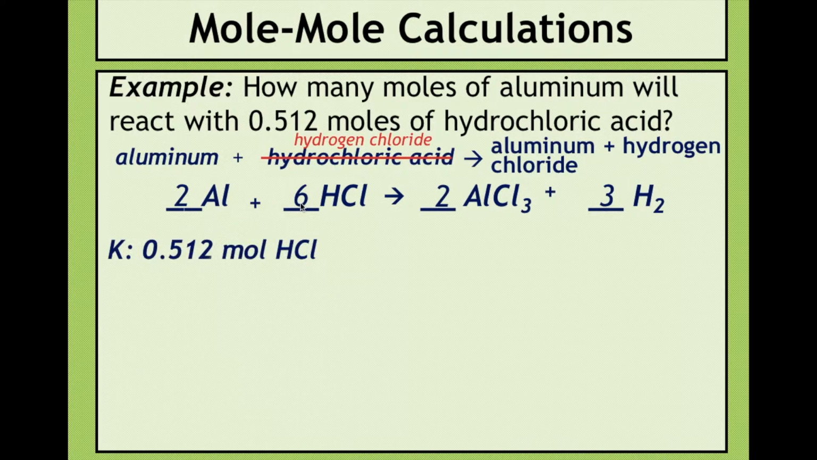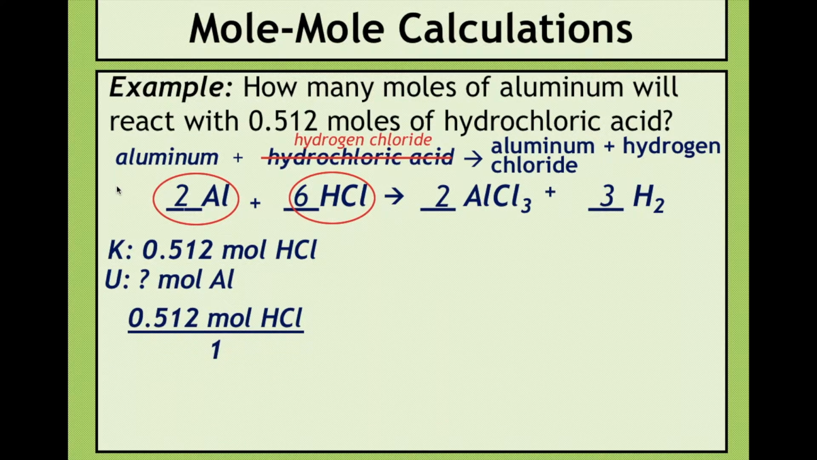Now we need to do our known and unknown. So our known is what's given to us in the problem, this many moles of hydrochloric acid, okay? Our unknown is what it's asking for. It's asking for moles of aluminum, okay? So we're only looking at this and this, that's it. We don't really care about the products.